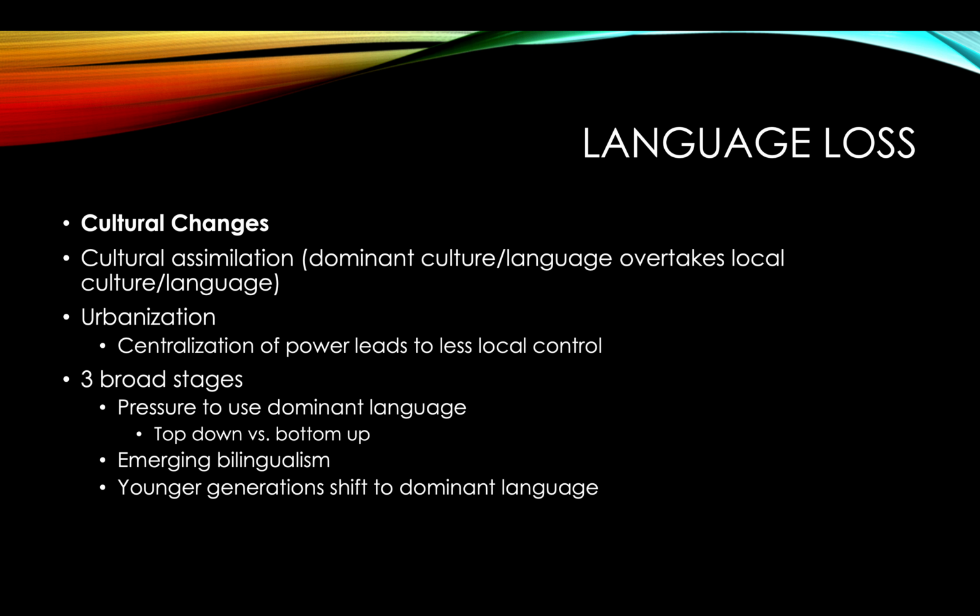There are kind of 3 broad stages that you can see with cultural changes. It starts with pressure to use a dominant language. This could be forced governmental pressure, this could be economic pressure. The pressure doesn't necessarily have to be forced, but it often is. And this is a top down process versus bottom up. Then you see bilingualism start to emerge, where people in an area start really using both languages, and then younger generations shift to the dominant language. And again, that could be because they were forced to do so, or it could be because of education opportunities, or economic opportunities. There are a lot of reasons.